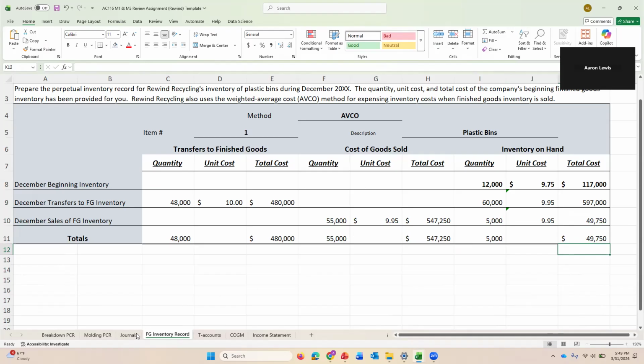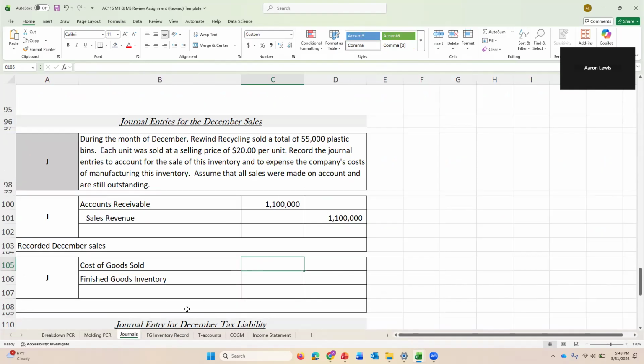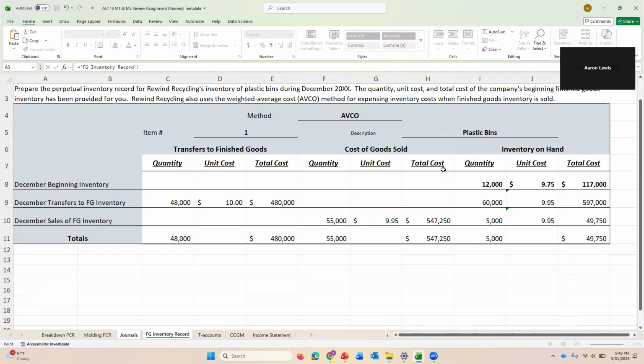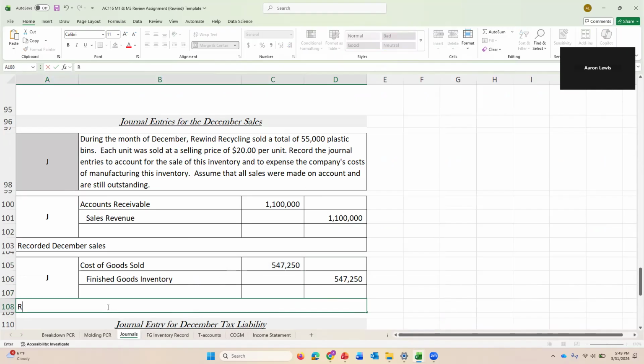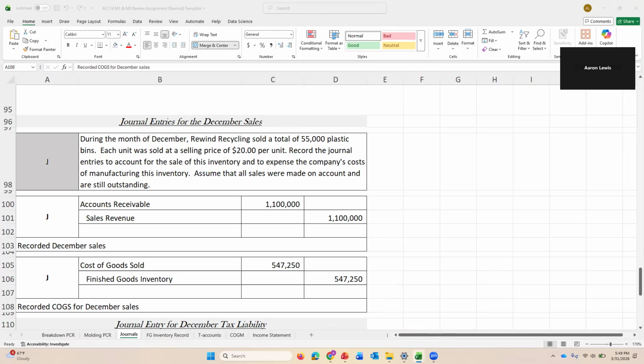So now back to my journal entry. What did we expense? Well, our debit to cost of goods sold should equal the total cost that we expensed during the sale, $547,250. And I've got to reduce finished goods inventory by that amount. And here we recorded COGS, cost of goods sold, for December sales. So the cost of all this inventory passed through everything. It started just in raw materials and made its way to one department. It made its way to the next department. It made its way to finished goods, and it finally got expensed when things got sold.